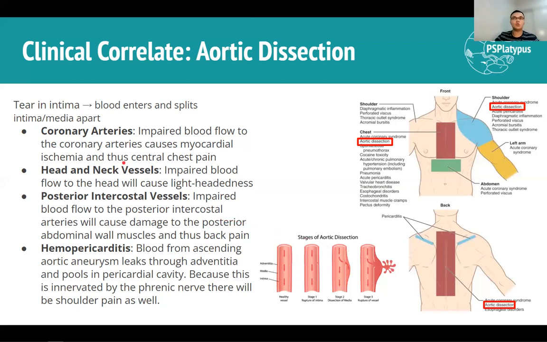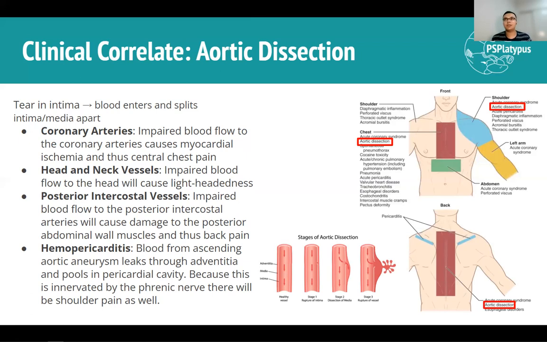So you this year will learn about the impacts of impaired blood flow because of aortic dissection on the organs that are supplied by the aorta. So for example, if you have that dissection happening quite early on, you're going to have impaired blood flow to the coronary arteries. And again, that's going to be felt as myocardial ischemia and central chest pain because it's essentially ischemia of the heart muscle.